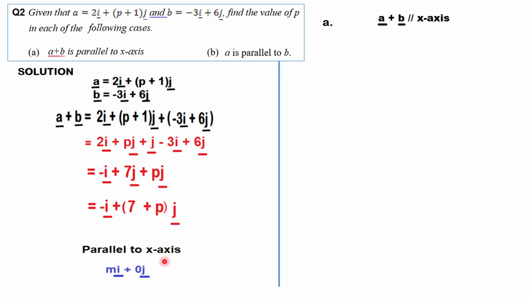Okay, now it is mentioned here A plus B is parallel to the x-axis. Now for the x-axis, remember, if given x-axis, then you have the i vector and you do not have j vector. That means the j vector magnitude is 0. You don't have j vector. The i vector here, we do not know the magnitude, so I'm just going to use the unknown m. Therefore, for the x-axis, you may write it as mi plus 0j. Okay, so let's go back to the answer and continue.